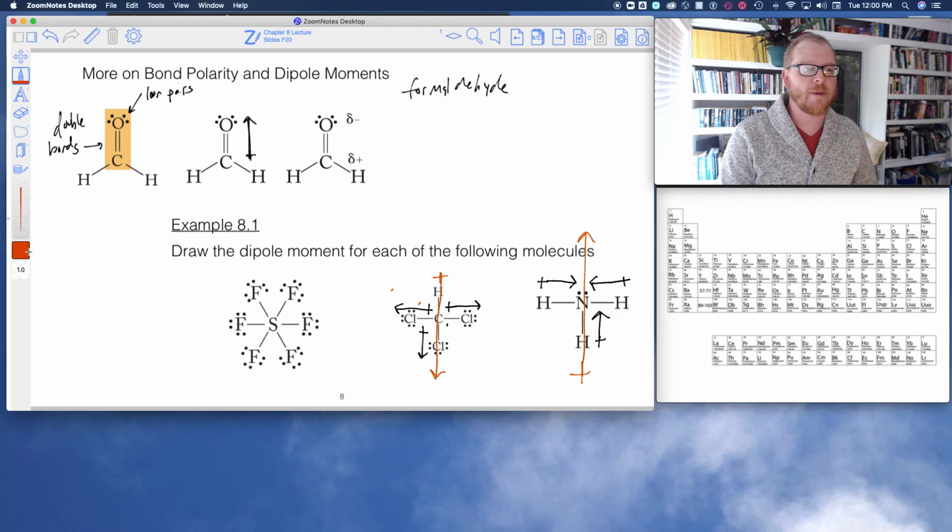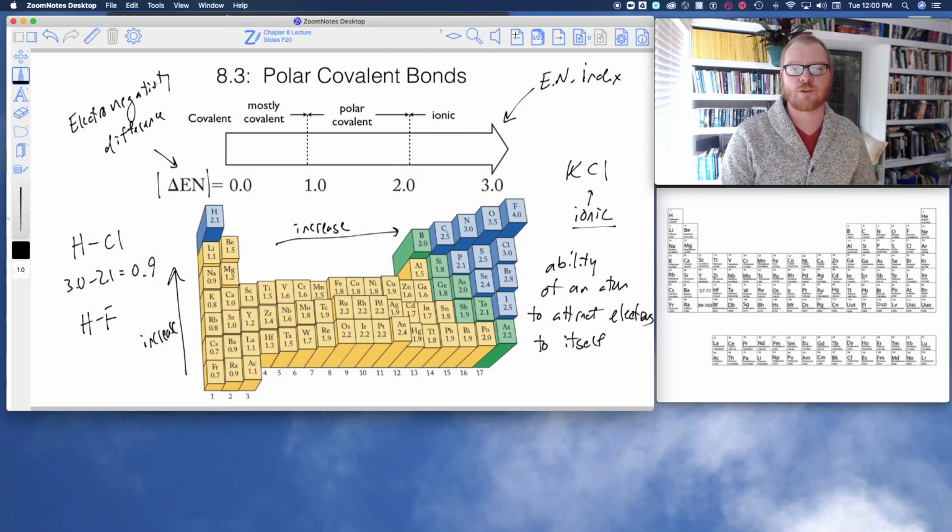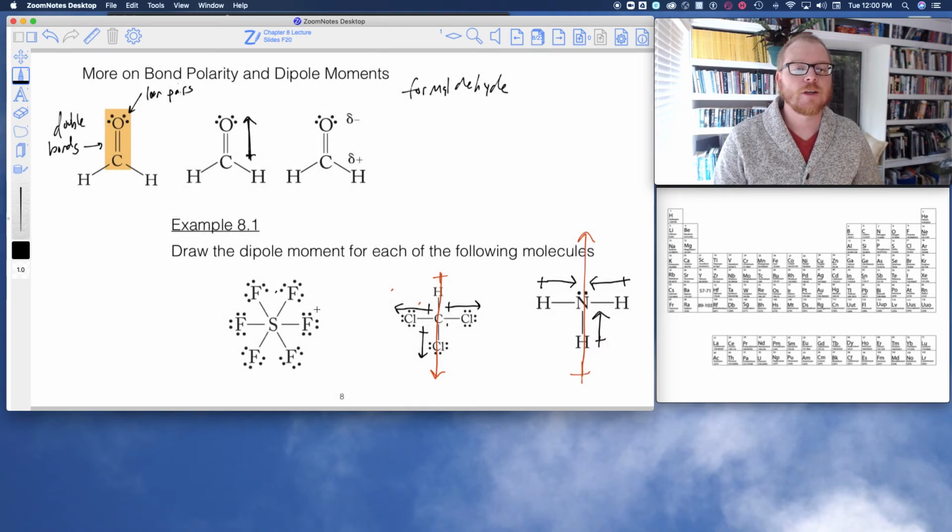Okay, so now what about SF6? Here's sulfur and here's fluorine, and it definitely looks like they're very close to each other. But look, because fluorine is so electronegative, it's hugely electronegative. That's a difference of 1.5. A sulfur and fluorine bond is definitely polar covalent. So now we know that there's going to be a positive near the sulfur and a negative that points near the fluorine.